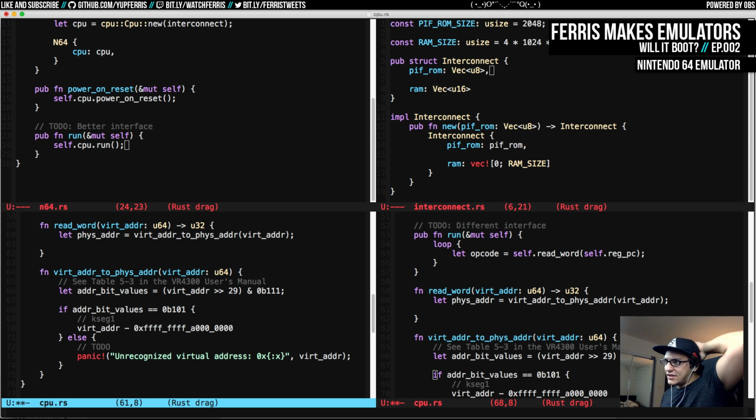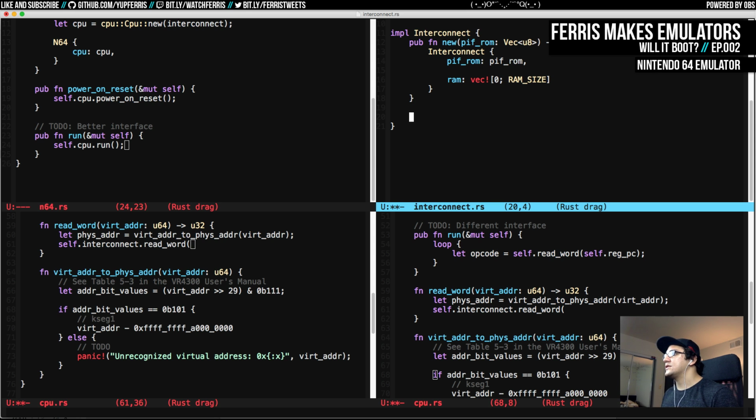So let phys_addr is virtual addr to phys addr. Yep, so we get the physical address, and then we're going to actually read it. So then we go to the interconnect, so self.interconnect, and then we're going to read a word from there. But now we give it our physical address. And on the interconnect, I'm going to make the address 32-bit because it's a 32-bit bus. So we're kind of seeing how this all fits together. So this is going to have a pub function called read_word. Remember, we're also going to do a write_word later, but that's okay.